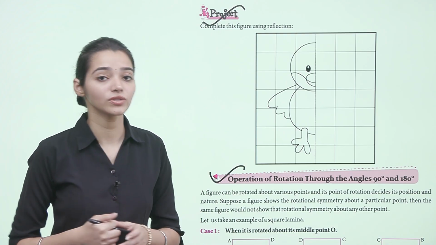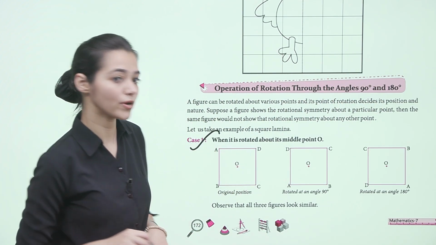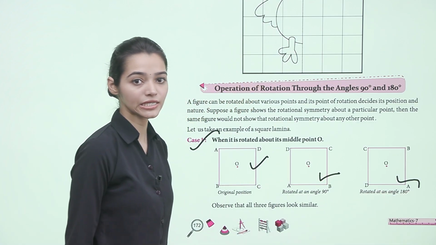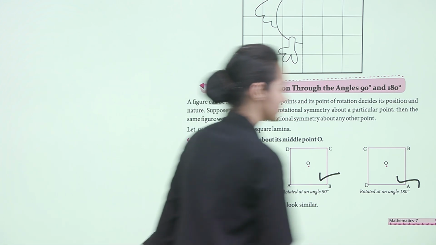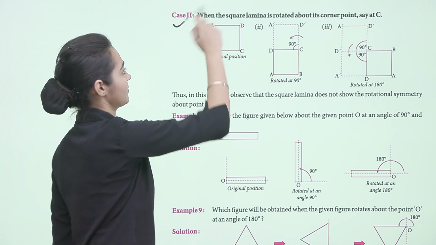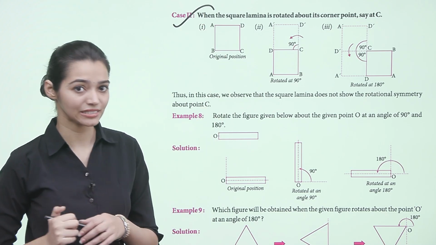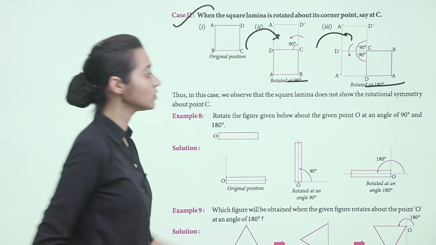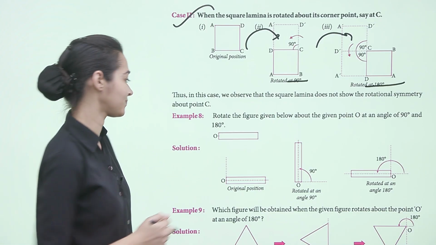Now let us understand it better with the help of our example of a square lamina. Case 1 is when it is rotated about its middle point O. Its original position, rotated at an angle of 90 degrees, then 180 degrees. We observe all three figures are what? They are similar. Now case 2, when the square lamina is rotated about its corner point, say C. Original position, rotated at 90 and then at 180 degrees. Here you can observe that the square lamina does not show rotational symmetry about point C.